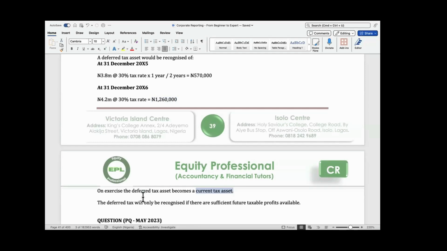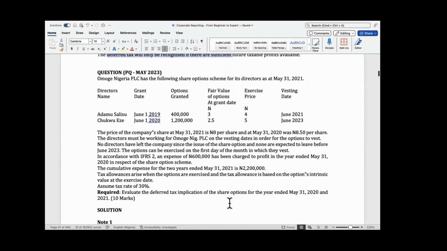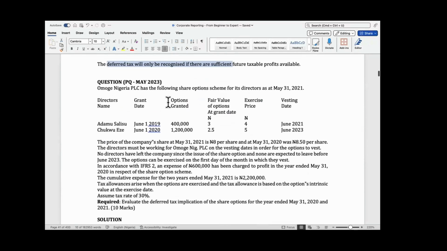And don't forget that deferred tax can only be recognized if there is sufficient future taxable profit available against which you can net off the deferred tax. So that's one of the conditions in IAS 12. Okay, so that's the whole idea behind deferred tax. I won't want to close this class without touching on the question that was asked in May 2023. That's like 2 days ago.